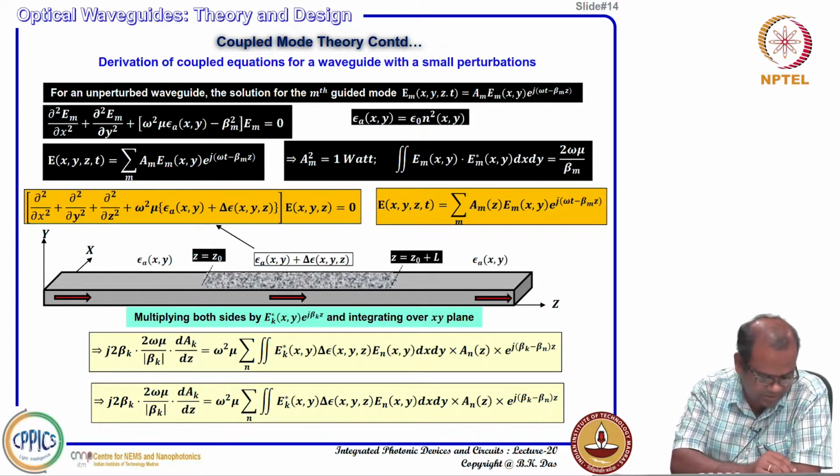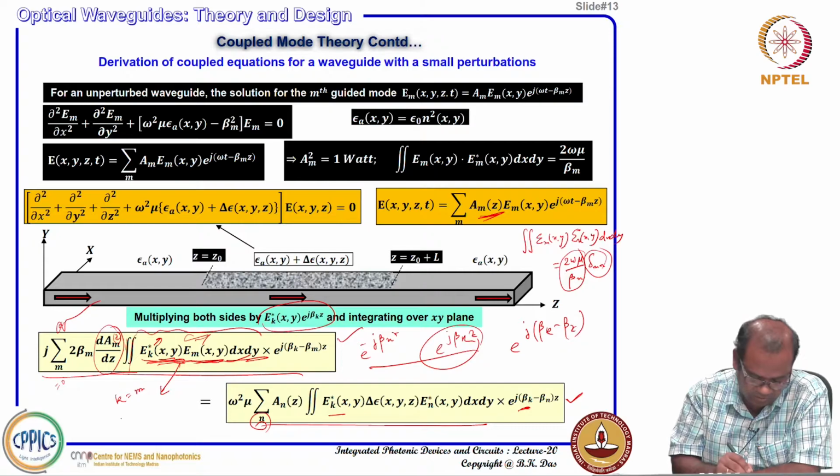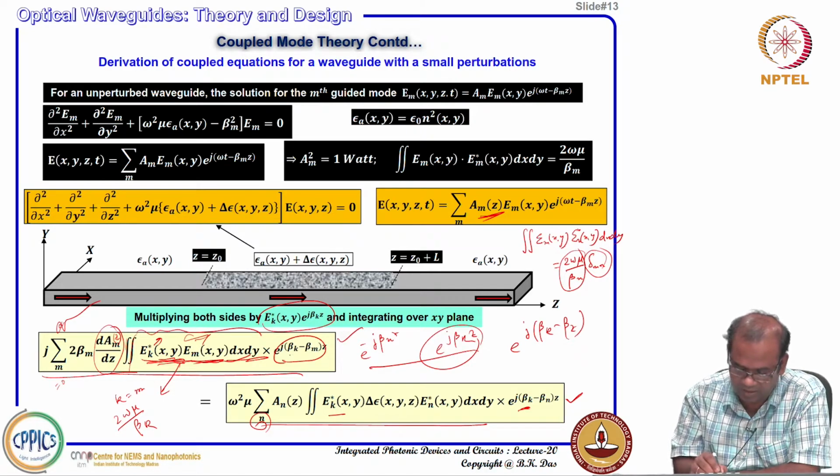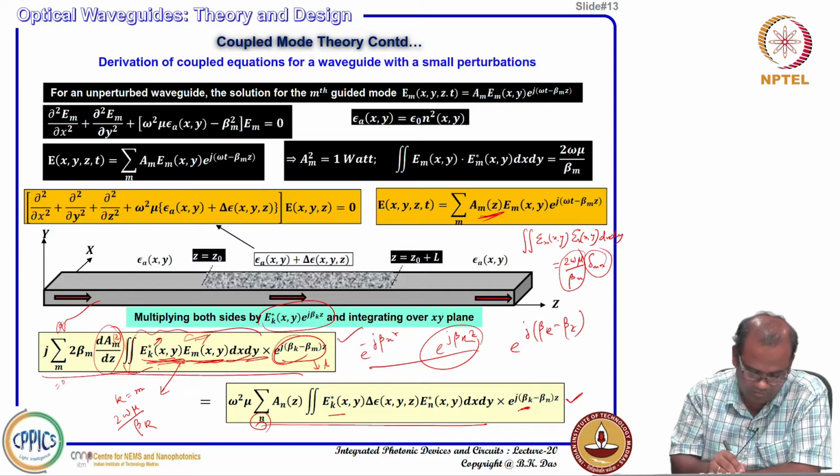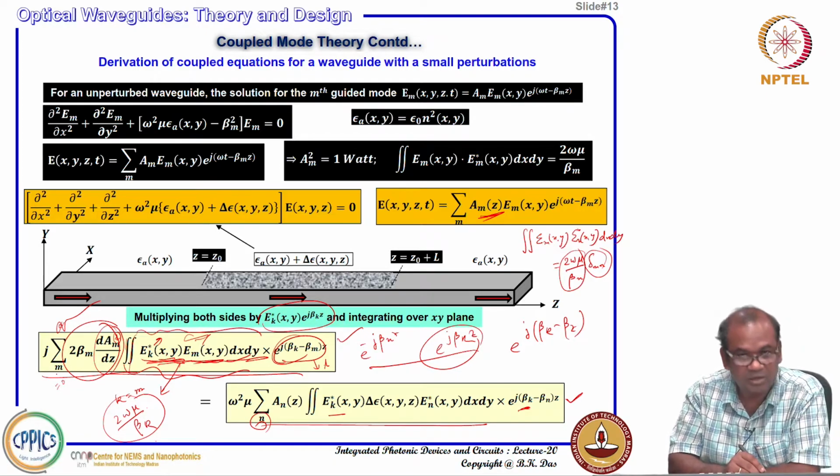So, on the left hand side, this one will be 2 omega mu by beta k, for example. And in this exponential term, beta k equal to m means this will be 0 and that factor will be 1. So this value will be 2 omega mu by beta k, multiplied by 2 omega beta k, and m will no more be a summation, because only one term will be surviving.